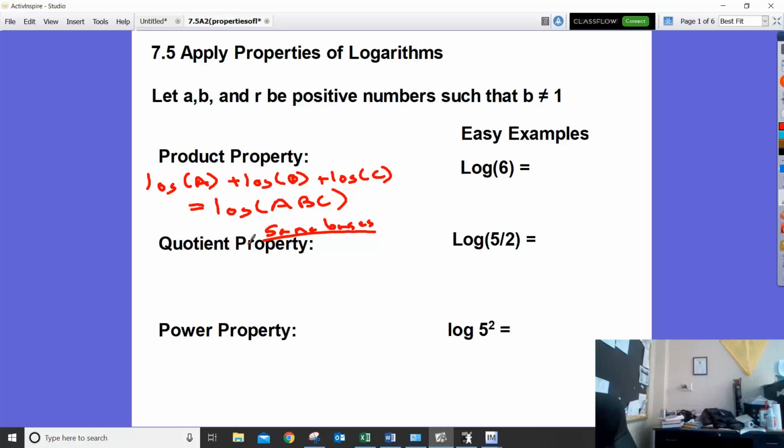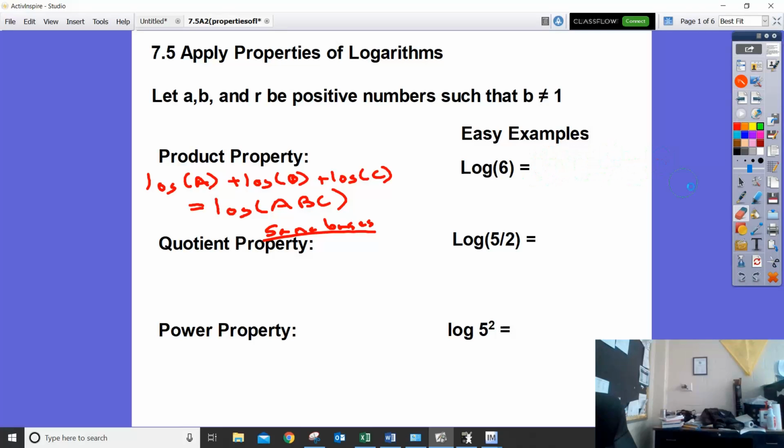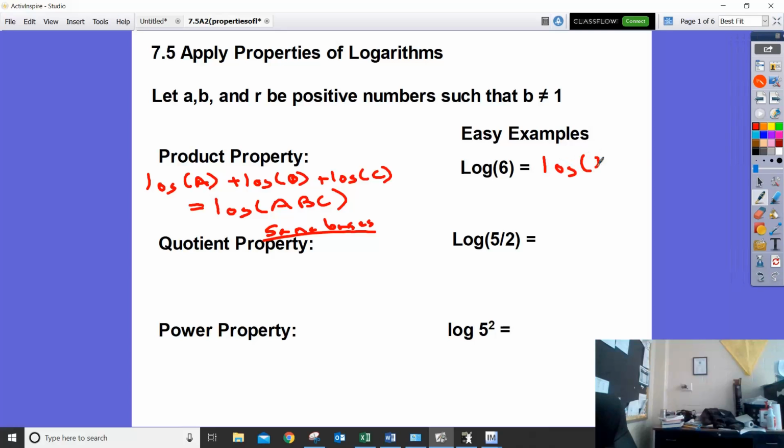So log base 6 could actually be broken into two distinct logarithms. You can have log of 2 plus log of, actually, let me rewrite this quicker. What are factors of 6? Let's go with 2 and 3. You could do the number 6 as 2 times 3, right? That means you could break that logarithm apart into log of 2 plus log of 3.